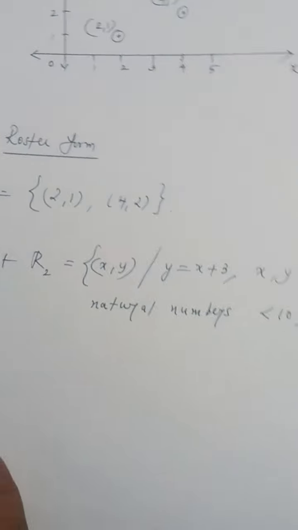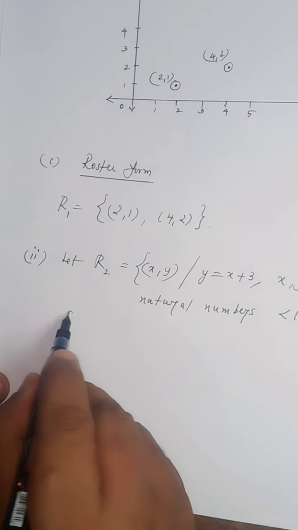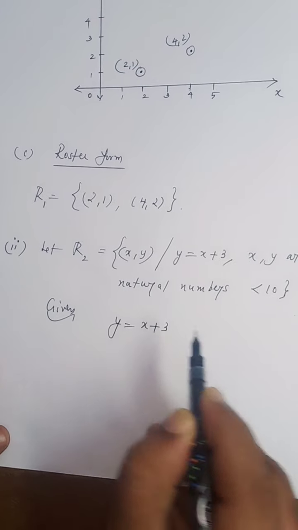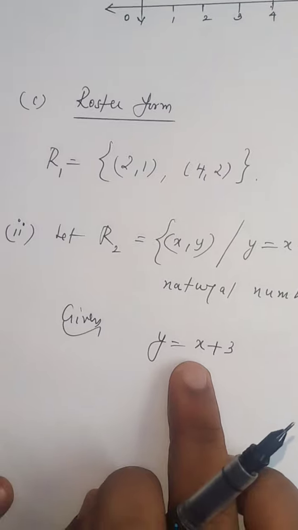Okay, right. Given y equals x plus 3. Look at that, y is on the left hand side and the expression having x is on the right hand side.